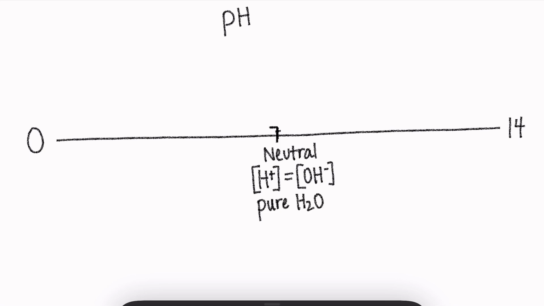So, pure water is neutral and has the same amount of hydrogen ions as it does hydroxyls. Now, everything that has more hydrogen ions than that is considered acidic. And I'm going to color everything down here a red pink. So this is acidic, everything less than 7, and everything greater than 7, all the way up to 14, is more and more basic.